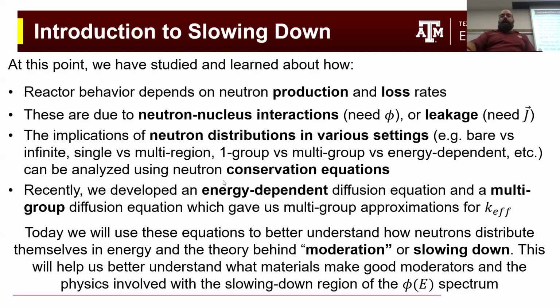And so today, we're going to pick up with the energy dependent side of the discussion. And we're going to use the energy dependent diffusion equations to get a better understanding of what neutrons do, specifically in the fast region and in the slowing down region. And that's going to help us better understand the process by which neutrons are moderated or slowed down. And that'll also help us understand what kinds of materials make good moderators and help us better understand some of the things that we had talked about when we were talking about the neutron energy spectrum.